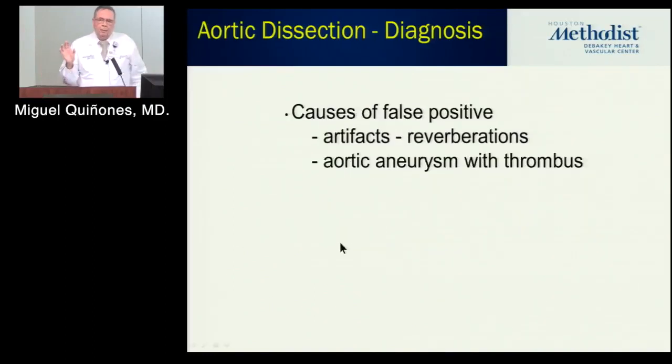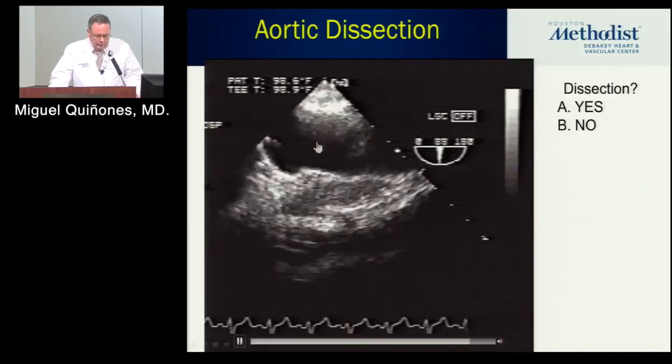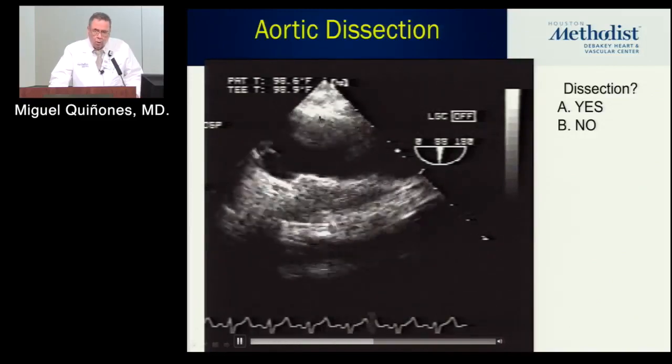False positives are mostly reverberation artifacts. Now, sometimes an aortic aneurysm with a thrombus could look like a dissection, but I think with a little bit of experience, you wouldn't be confused there. The biggest problem is an artifact, like that. See that there? Okay, so is that a dissection or is that a reverberation of this wall?